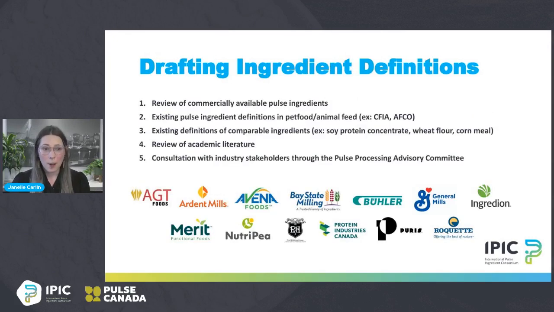So with that, this is just a reminder of all of the background material that was collected here. So looking at commercially available pulse ingredients, looking at existing pulse definitions specifically in the pet food and animal sectors, and looking at comparable ingredient definitions in the food sectors. In a lot of cases, if there wasn't a lot of information, we also looked to academic and public literature. And a really intensive process of consulting with industry stakeholders. So you can see here a list of companies that were involved in that post-processing advisory committee as part of this consultation process.